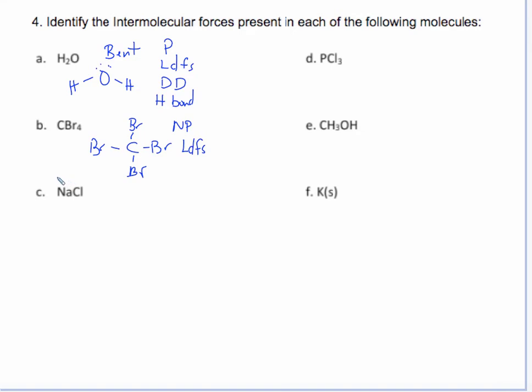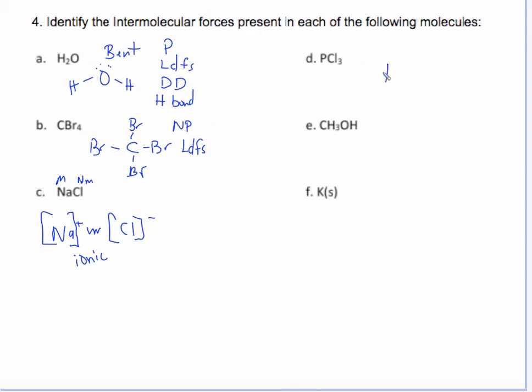Okay, C is NaCl. Well, Na is a metal. Cl is a nonmetal, so that means it's ionic. So what this is going to have is, remember, sodium is going to lose an electron and become positive 1. Chlorine's going to gain that electron and become negative 1, and there's an ionic bond in between them. Remember, ions go in brackets. Don't forget your brackets. This would be an ionic bond.